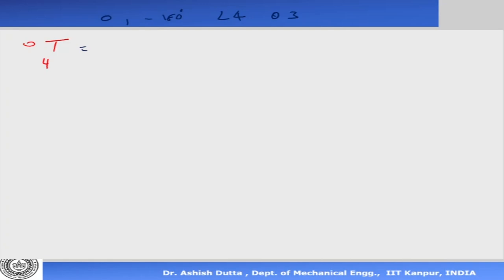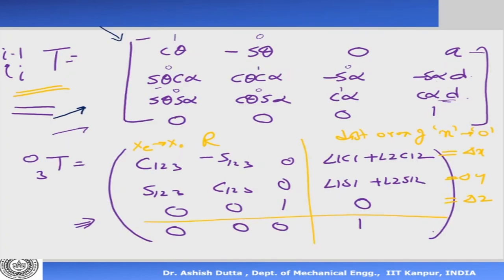And what do we get? Let me go back so that we understand very clearly how we got this matrix. Here, we are going to use 0, minus 180, L4 and theta 3. So let me write it here, very badly, but okay, 3 to 4. This matrix is going to become equal to, your theta 3 is here, so it will become cos theta 3 and sine theta 3. Alpha is 180 degrees. Please note that cos of minus 180 degrees is equal to minus 1.